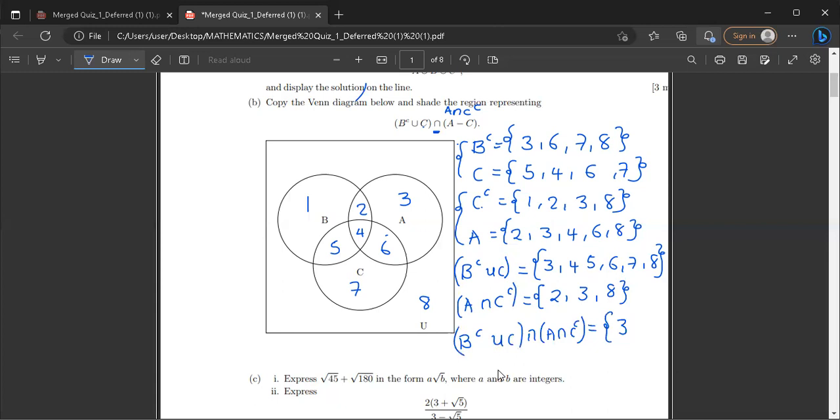Or maybe I've made a mistake. No, there shouldn't be 8 here, isn't it, in our A intersection C complement? Okay, we are correct. So we have 3 and 8. All right.